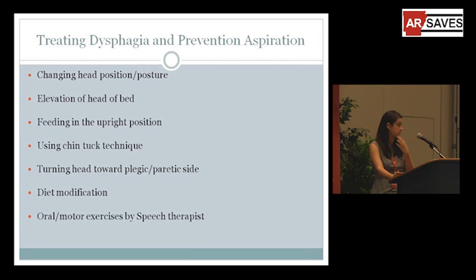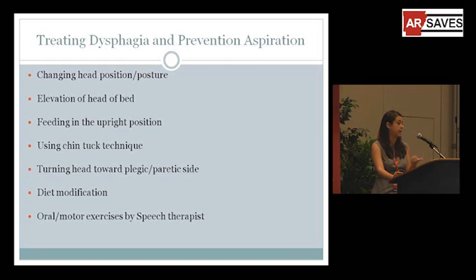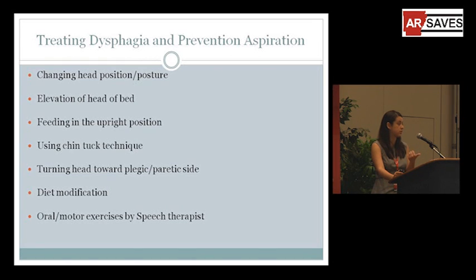Turning the head towards the plegic side will help decrease food pocketing, as well as help control the food bolus in the right direction. Diet modification, changing them to a puree diet or a mechanical soft diet, or changing liquids to honey thick or nectar thick helps them have better oral and pharyngeal control of the food and fluid boluses. And then evaluation and treatment by a speech therapist using oral motor exercises, and sometimes even functional electrical stimulation of the swallowing musculature, helps with dysphagia.